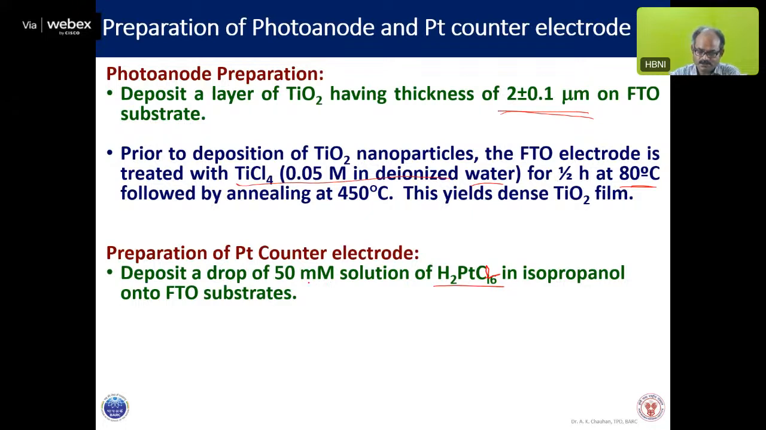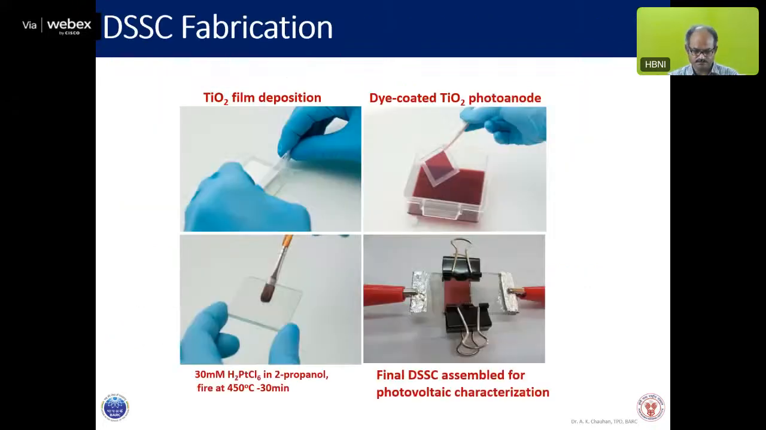So this is made so you can deposit over the FTO substrate itself. You have the FTO substrate, which is also conducting. Over that you deposit this, and then heat it. Then this decomposes into platinum. So what you will get effectively is glass, and over that glass you have FTO, or over FTO you will have a very thin layer of platinum.